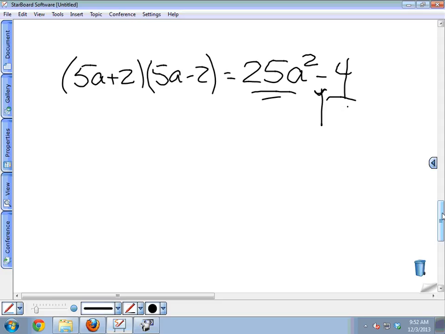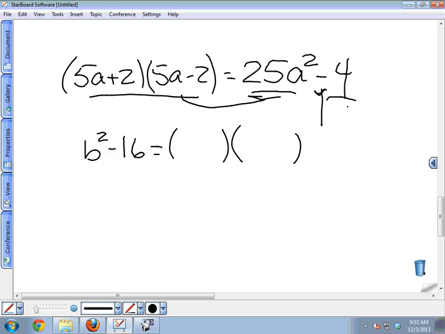I'm not really quite sure what they want to do in 17 through 24, so skip those for right now because I want to go on and do 25. B squared minus 16 is equal to... Now I'm going the other way. I'm not going from the factored version to the simplified version. Now I'm breaking it apart. So instead of putting the Legos together up here, I'm taking them apart. So what am I going to get? You're going to get B minus 4.